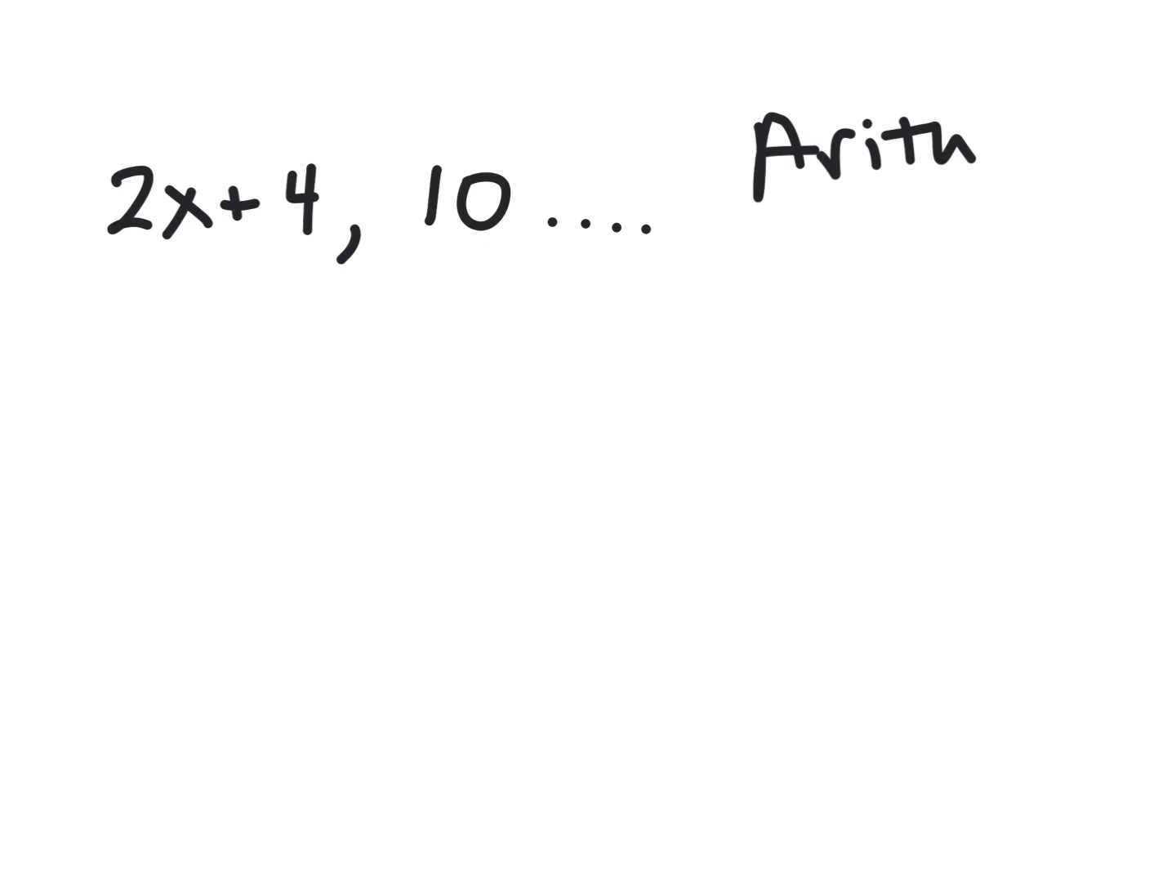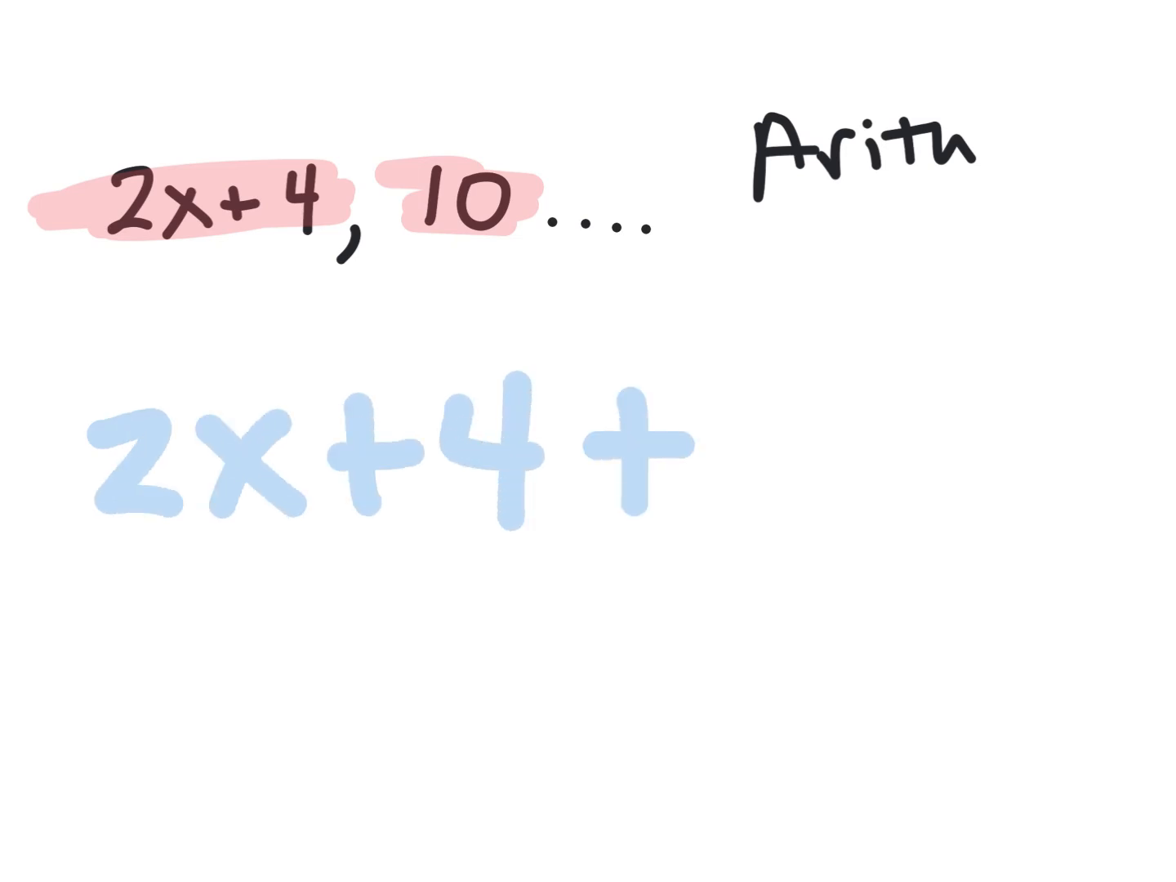All right, pausing. All right, so if it's arithmetic, you know that this one plus some mystery number had to equal that one, right? Did you guys agree with that? All right, so if I said 2x plus 4 plus some mystery number, I got to call that like D for common difference, had to equal 10. I hope you didn't struggle for too long because you can't solve that.